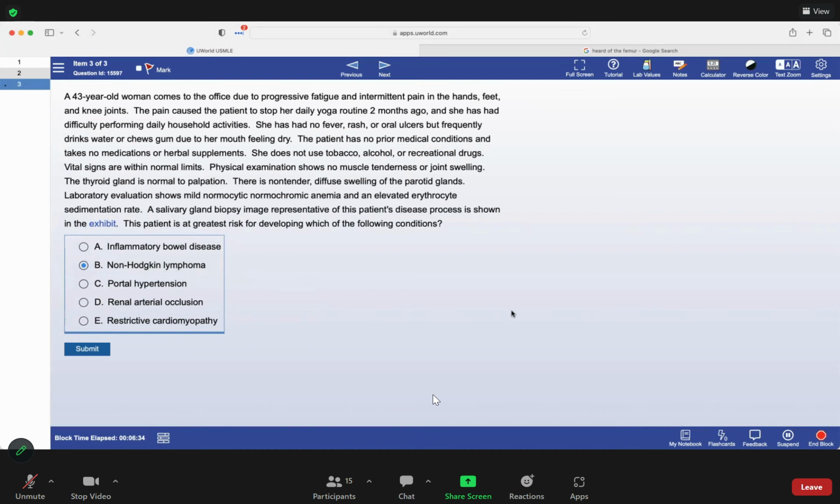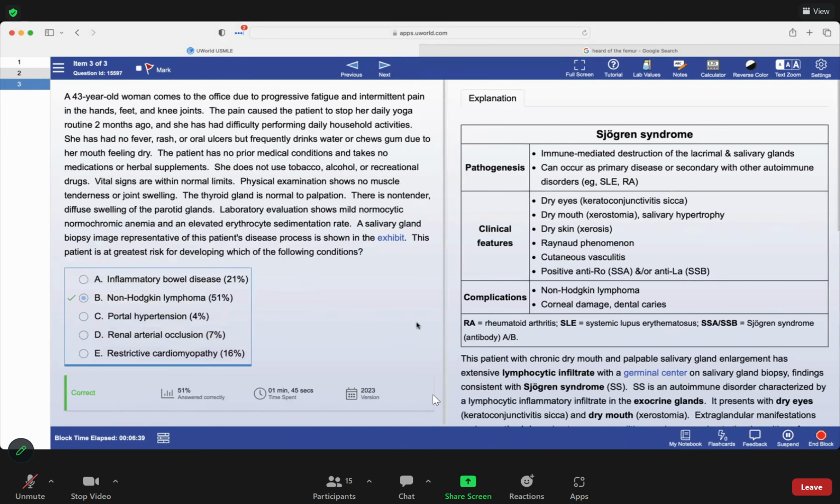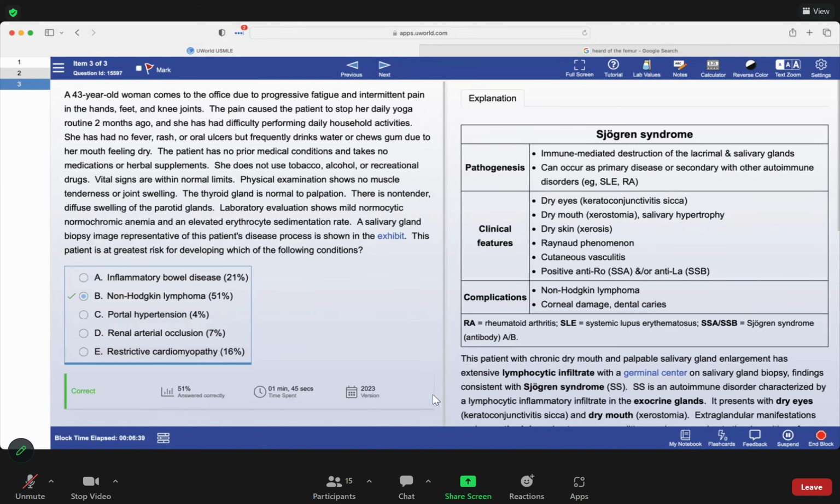Does that make sense, folks? There are no other options that can come closer to that. Okay, so that's that, folks. Right. So that's a lymphocytic infiltrate in the germinal center. That's all it is. All right.